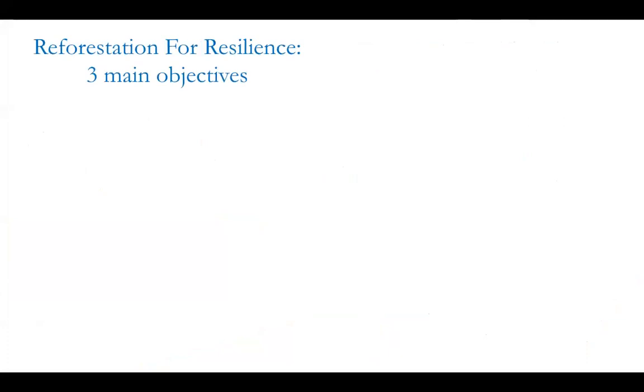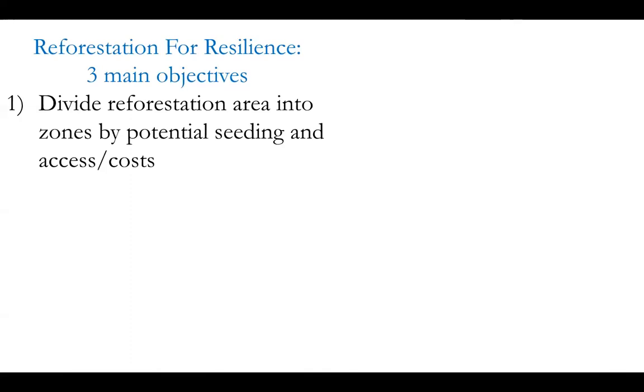So if that's our target for restoration and forest resilience to subsequent disturbances, we argue that there should be 3 main objectives as part of a reforestation plan for a resilient landscape. This is not to say that this is the strategy for a production landscape, but that's one of the important questions that we should all be asking: what is the objective of our reforestation effort? So the first of these 3 is to divide the reforestation area into zones by potential seeding and access. So this is really asking the question of, where does it make sense to plant, and in what ways do we want to plant different parts of the landscape?